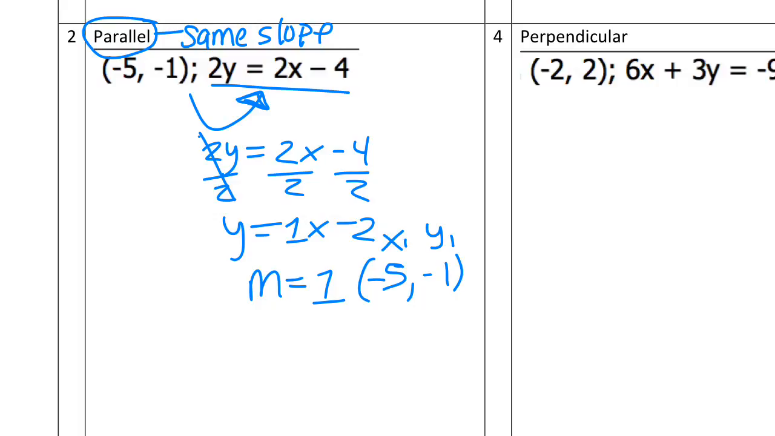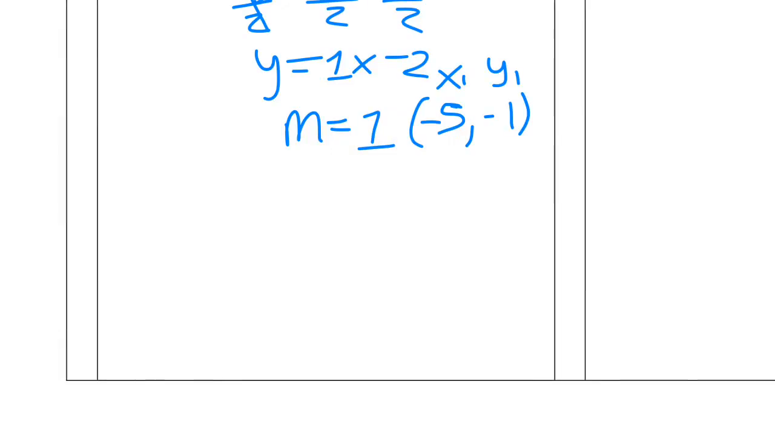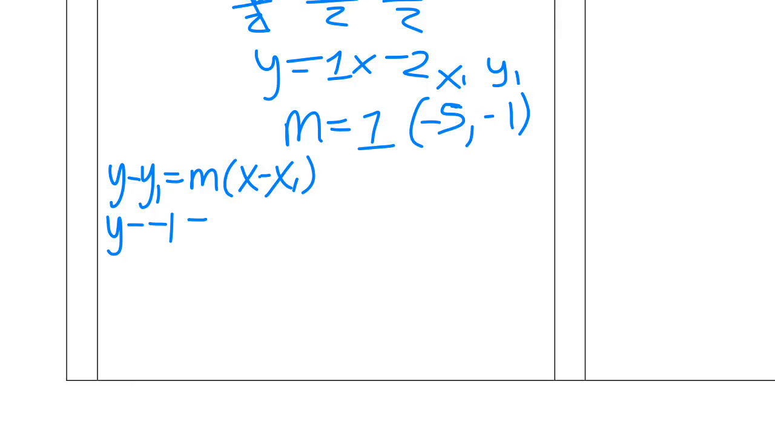And since I have a point and I have the slope, that means I should be using point-slope formula to write my equation. So remember what the formula is. y minus y1 is equal to my slope times x minus x1. And I just plug in these pieces. So y minus -1 equals 1 times x minus -5. Of course, these double negatives I want to fix. y plus 1 equals, and if I'm multiplying by 1, I don't really need to do that. So I know this is really just x plus 5 over here.